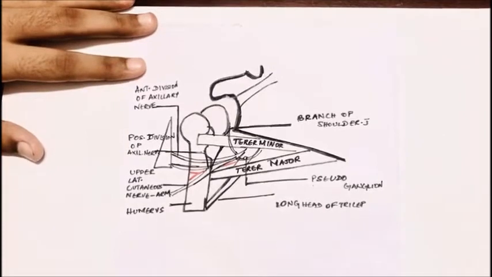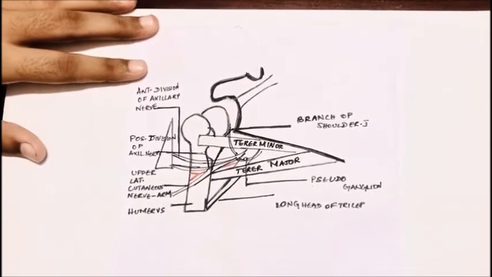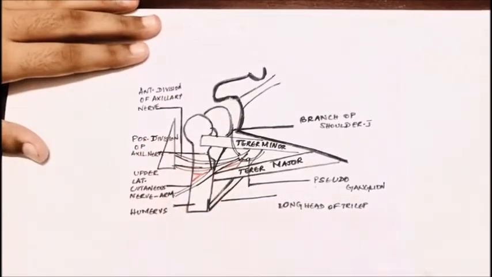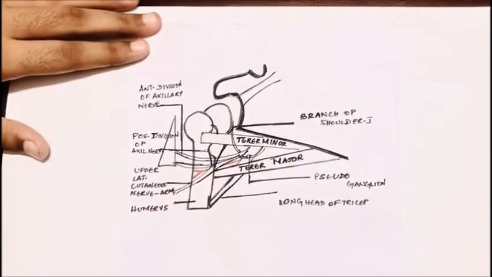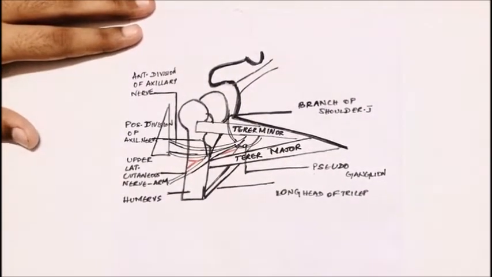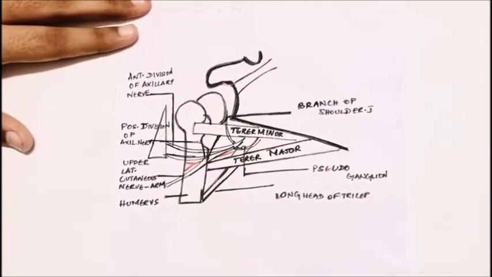In the quadrangular space, it divides into anterior and posterior divisions. The anterior division is accompanied by the posterior circumflex humeral artery, and it runs deep to the deltoid muscle and supplies the deltoid and the skin over the anterior part of the deltoid muscle.